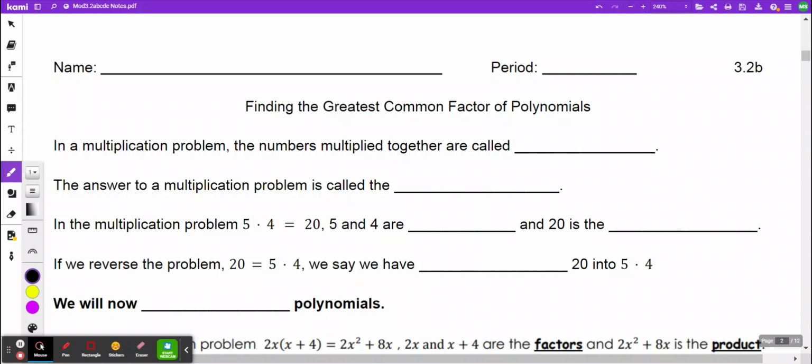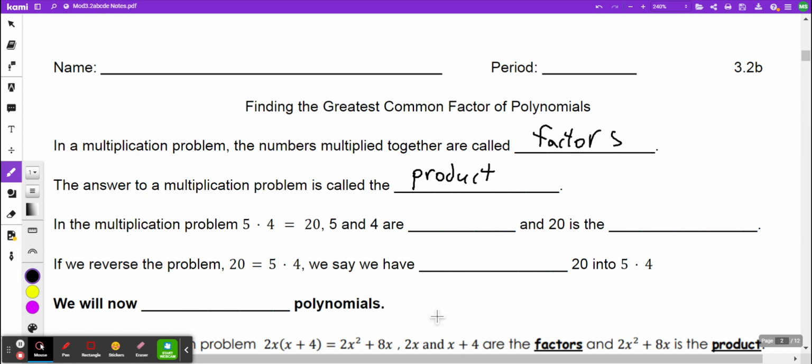So jumping into this one, this is like my favorite one. In a multiplication problem, the numbers multiplied together are called factors. Okay, cool. Let's go on. And the answer to a multiplication is called what? It's called a product.